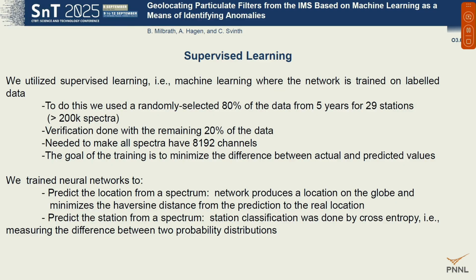It's interesting, the data scientists, the first thing they did was they trained their network to predict the location on the globe given a spectrum. And so the network produced a location on the globe that minimized the Haversine or Earth surface distance from prediction to real location. And then I said, well, of course, all we really need to do is pick the right station. We don't have to pick the exact location on Earth. And they did a second pass where they came up with a classification system done with cross entropy, which is measuring the distances between two probability distributions.